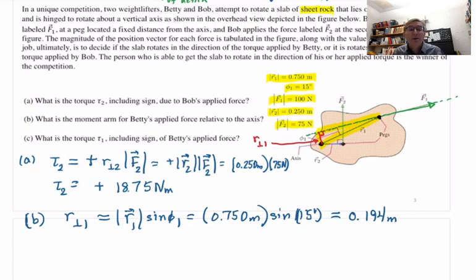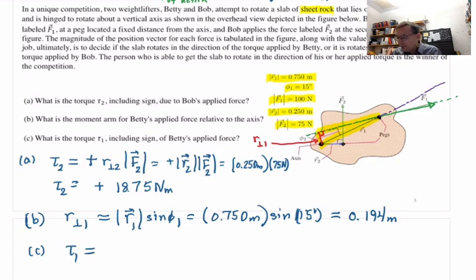What is the torque tau 1, including sign, of Betty's applied force? Okay, tau 1. So now completely ignore F2 and R2. Focus on F1. Okay? It might help if you extended the line of R1 just for visual reference. It goes on like that. Because we've got to figure out which way F1 would cause this sheet to rotate. Again, look at the axis. Look at where F1 is acting and which way it's acting. I contend if F1 is below that extended line I just drew in purple, you're going to get clockwise rotation. If it were above that extended line, you'd get counterclockwise. But it's below. F1 is below that extended line.